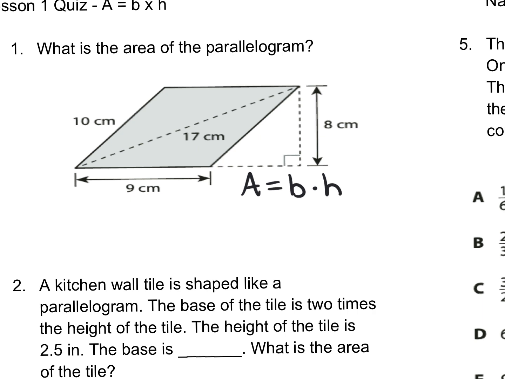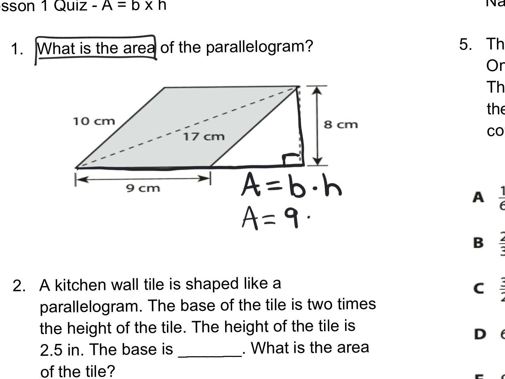We're going to substitute in the information we know. Well, we see that the question is asking what is the area. So we don't know the area. That means we know the base and the height. In this, remember that the base and the height will make a right angle. So the base is 9 and the height is 8.